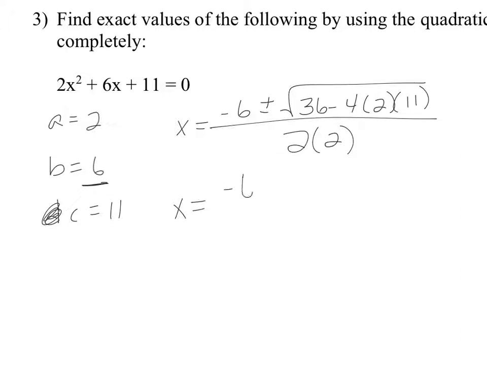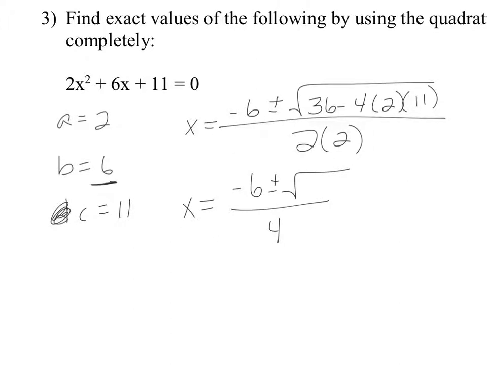Figure out the pieces. Negative 6. This is 4. And this one right here would be negative 52. Okay. And then we just simply reduce again.